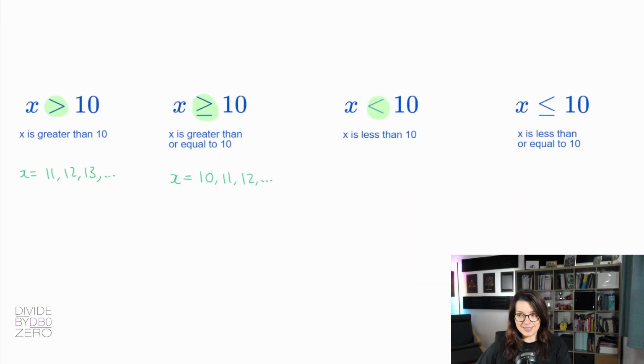x is less than 10, so x could be 9, 8, 7, and so on. And then again, with the line underneath it, means less than or equal to 10. So 10, 9, 8, and so on.